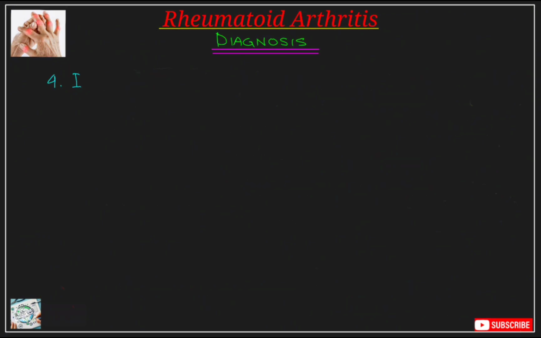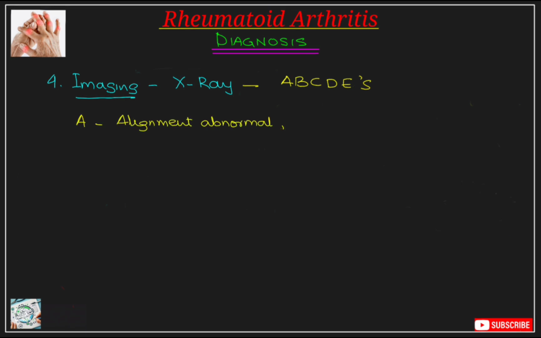Another clinically very important feature is the radiographic appearance of rheumatoid arthritis. It can easily be remembered by the mnemonic ABCDES. This will help you remember the key radiographic features of rheumatoid arthritis in a systematic manner. So starting with the A, it stands for alignment with no ankylosis.